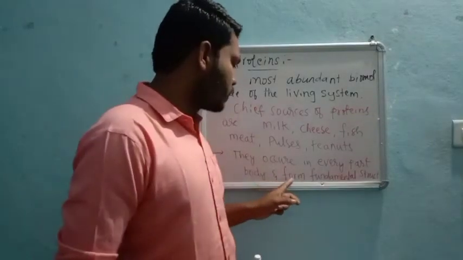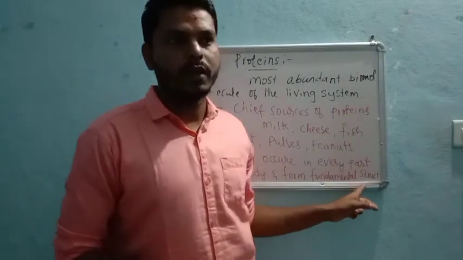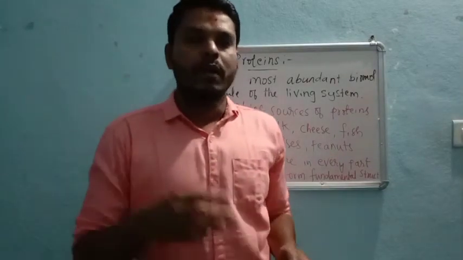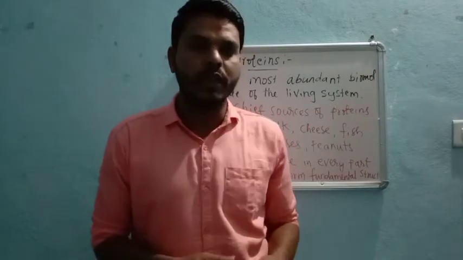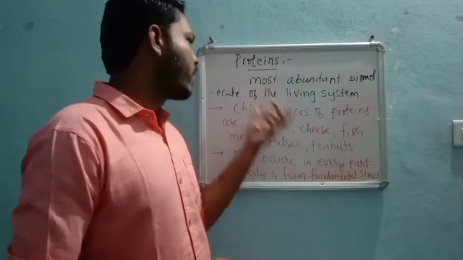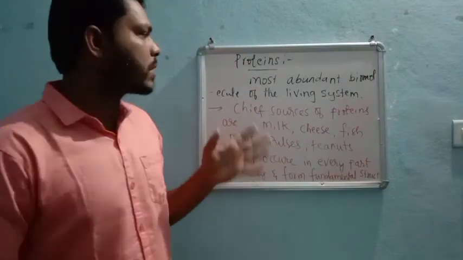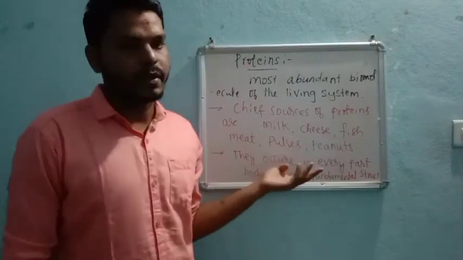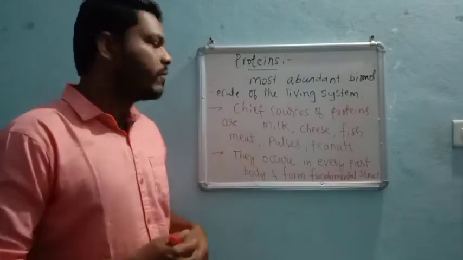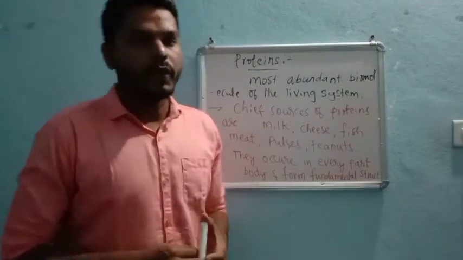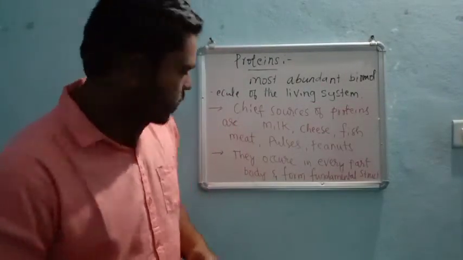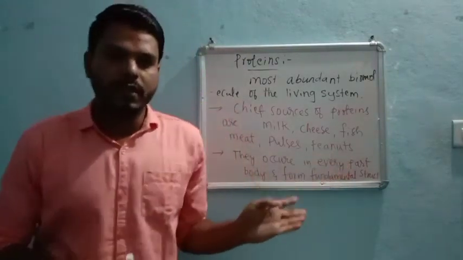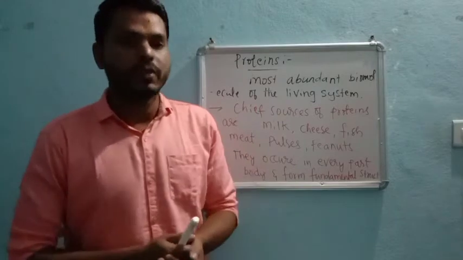not only does it form a fundamental structure, it performs functions also. So that's why it is the most abundant biomolecule of a living system. The cheap sources are milk, cheese, fish, meat, pulses, peanuts. If you know, you can add some more, right? And they occur in every part of our body, form a fundamental structure as well as function, right?